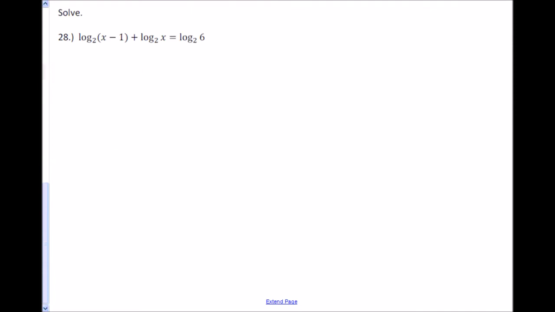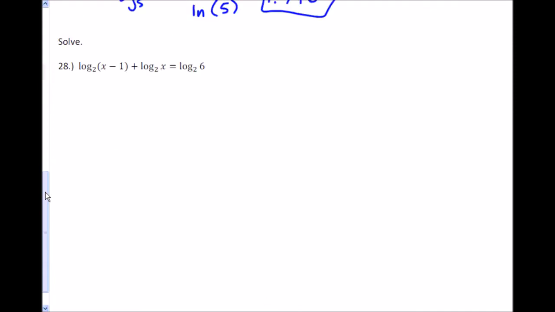In number 28, the first thing we want to do is we want to rewrite these as one logarithm. So since I have two logarithms with the same base being added, I can change that to one logarithm of the two things being multiplied. So it becomes log base 2 of, if I multiply the x minus 1 and the x, it leaves me with an x squared minus x using my distributive property. And now that whole thing is equal to the log base 2 of 6.